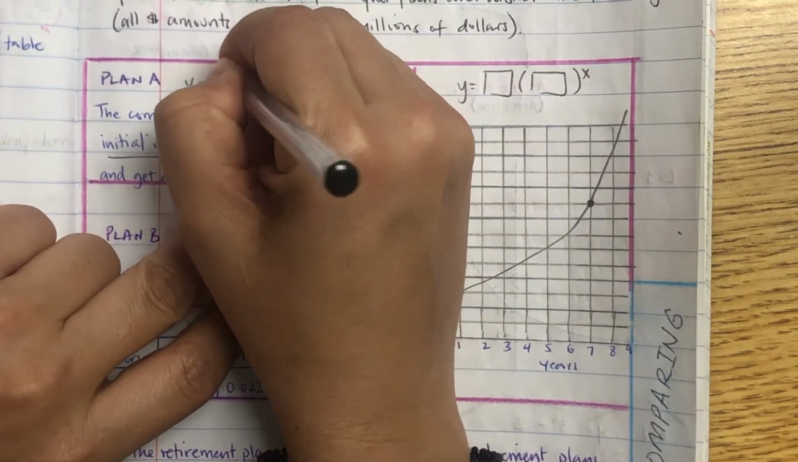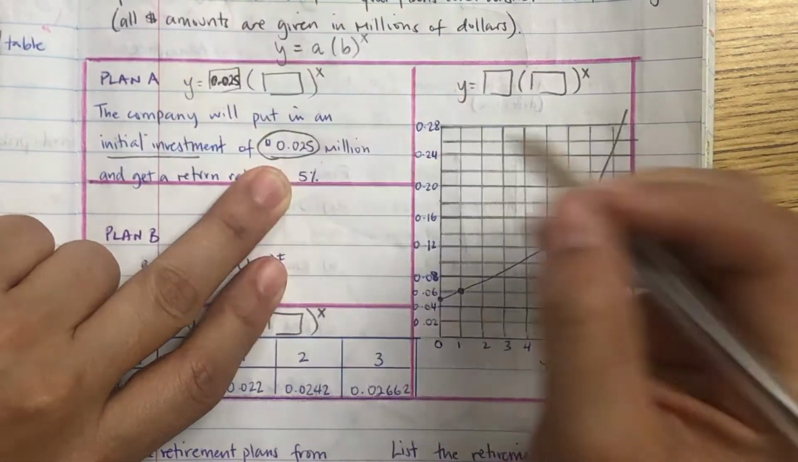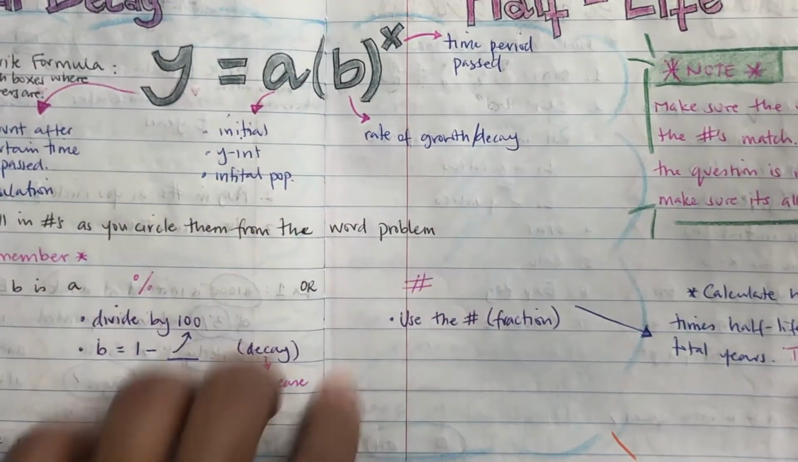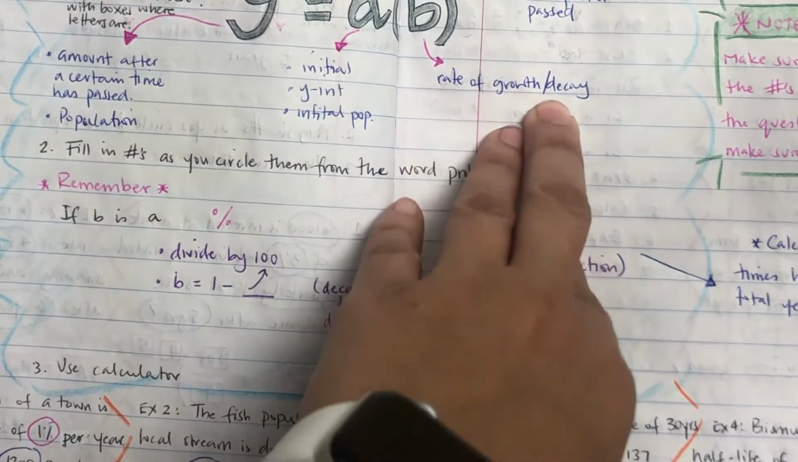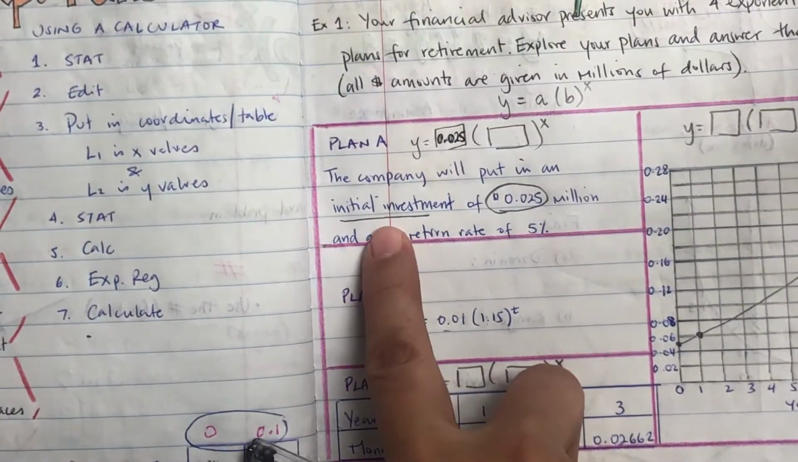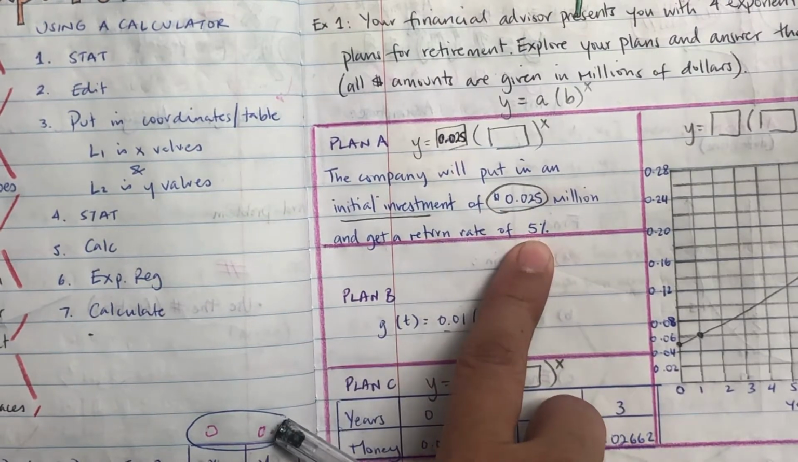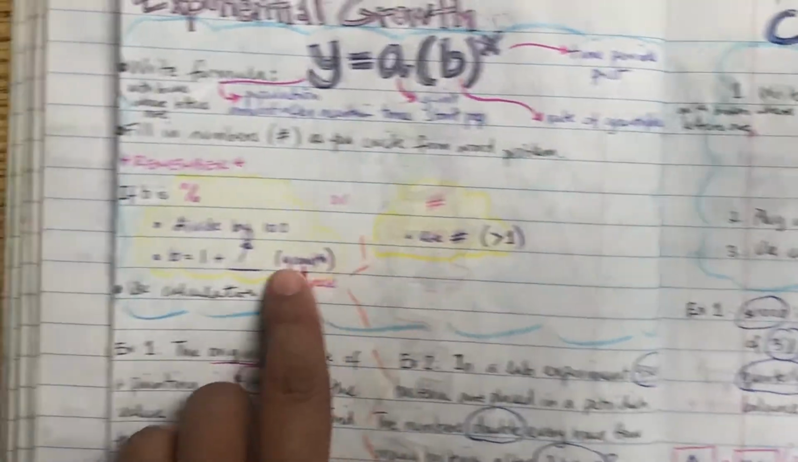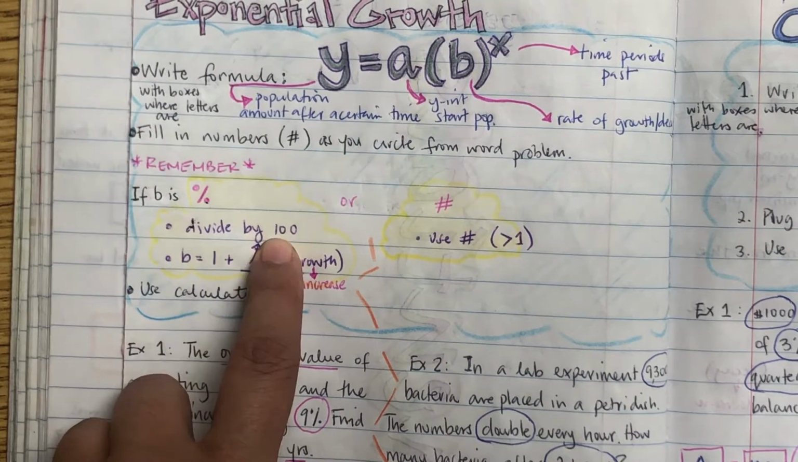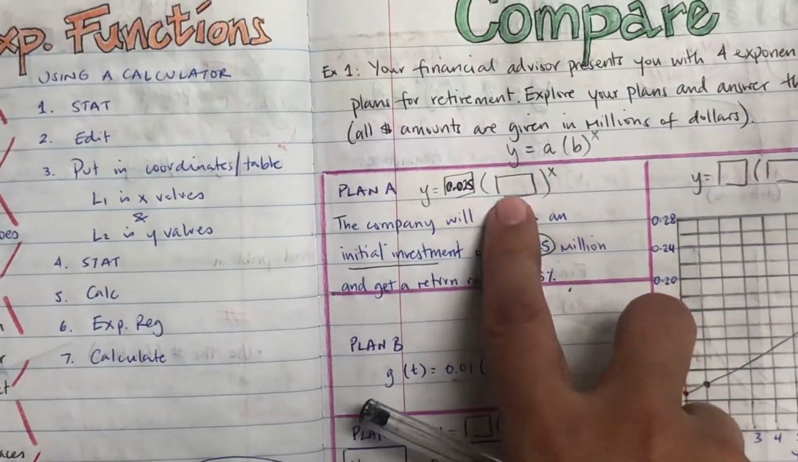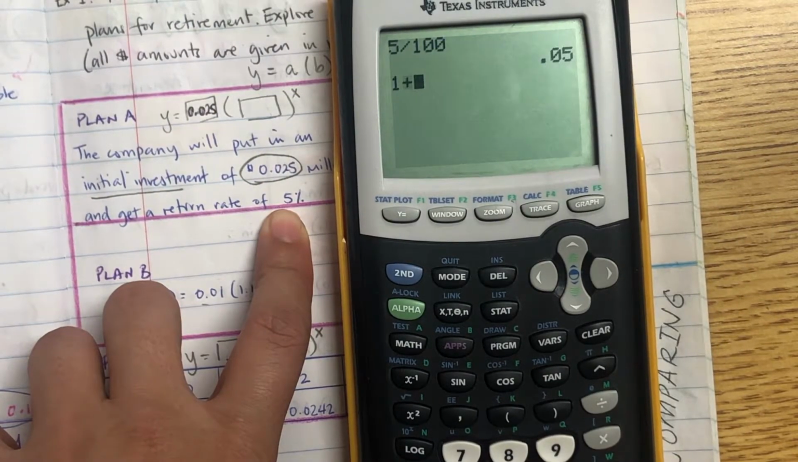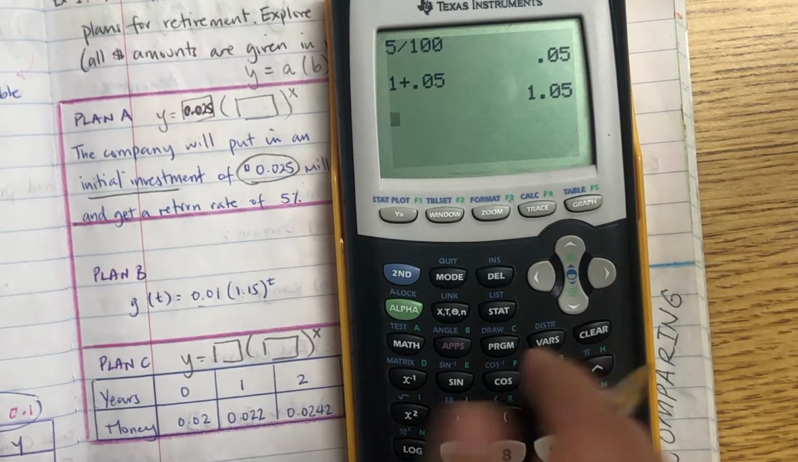My initial is 0.025 million. Circle the 0.025. My rate is 5%. But remember, whenever you put in your rate of growth or rate of decay as a percentage, divide by 100, and you need to know if it's growing or decaying. The company will put in an initial investment and get a return rate of 5%. It's growing at a rate of 5%, so that's growth. So divide by 100 and do 1 plus that number. 5% divided by 100, then 1 plus that number. So my rate is 1.05.